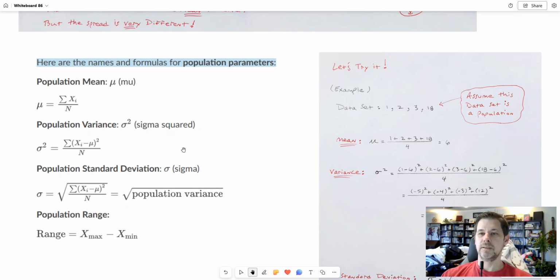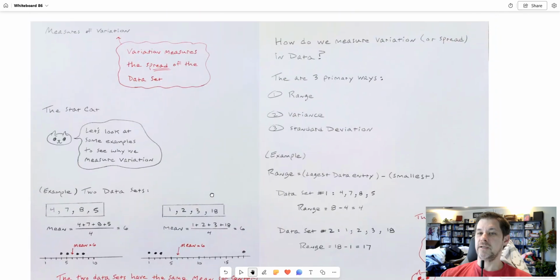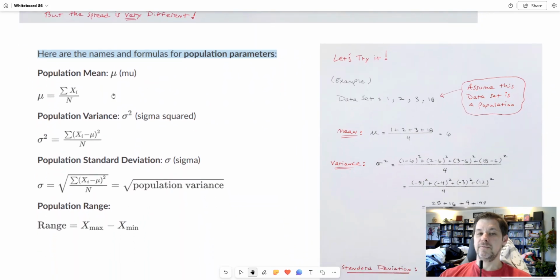Well, greetings everybody. So in the last video I made, I talked about measures of variation, which roughly tell us how spread out data is in a data set. And I gave you their names, the variance, the standard deviation, and the range, as well as their formulas and the symbols that go along with them.